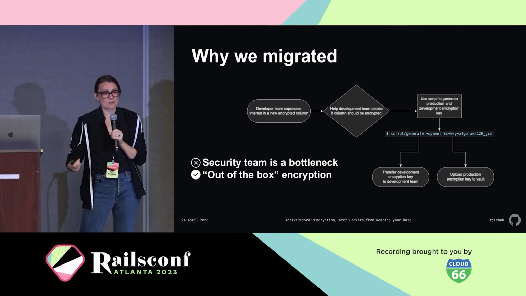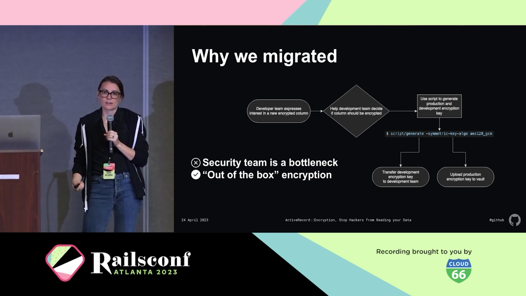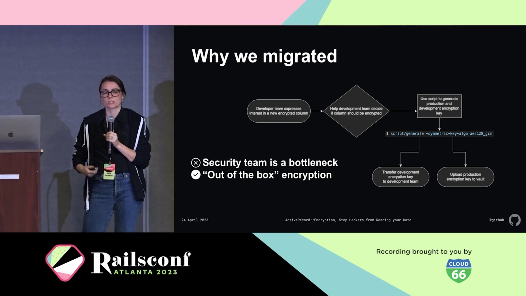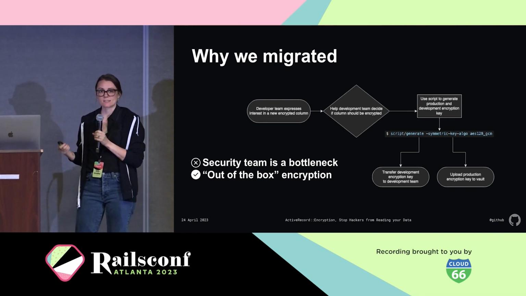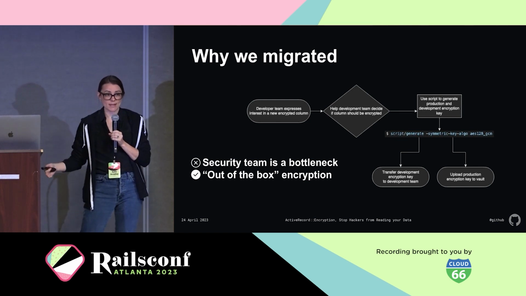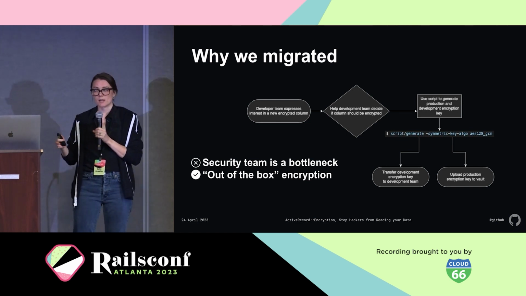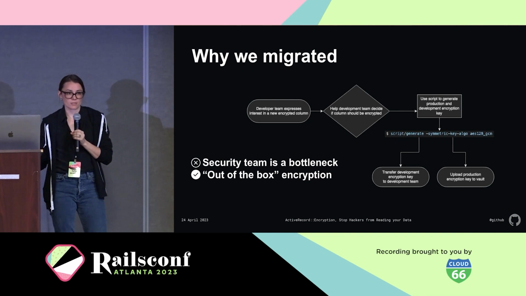So this was a bottleneck, right? But as we were looking at ActiveRecord encryption, we noticed that ActiveRecord encryption's key provider pattern would allow us to effectively derive keys on demand at the time of writing code instead of what we were doing here, which is reactively generating and uploading the key.